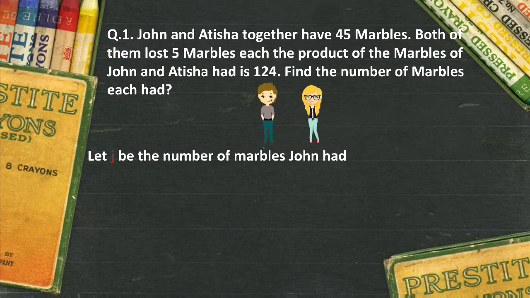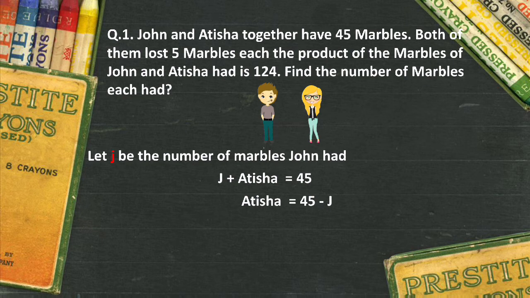Which means if I want to calculate the number of marbles Atisha had, all I have to do is take the total 45 minus the number of marbles John had, that is J. So Atisha is equal to 45 minus J. With just one variable, J, we have been able to denote that John had J marbles and Atisha had 45 minus J marbles.